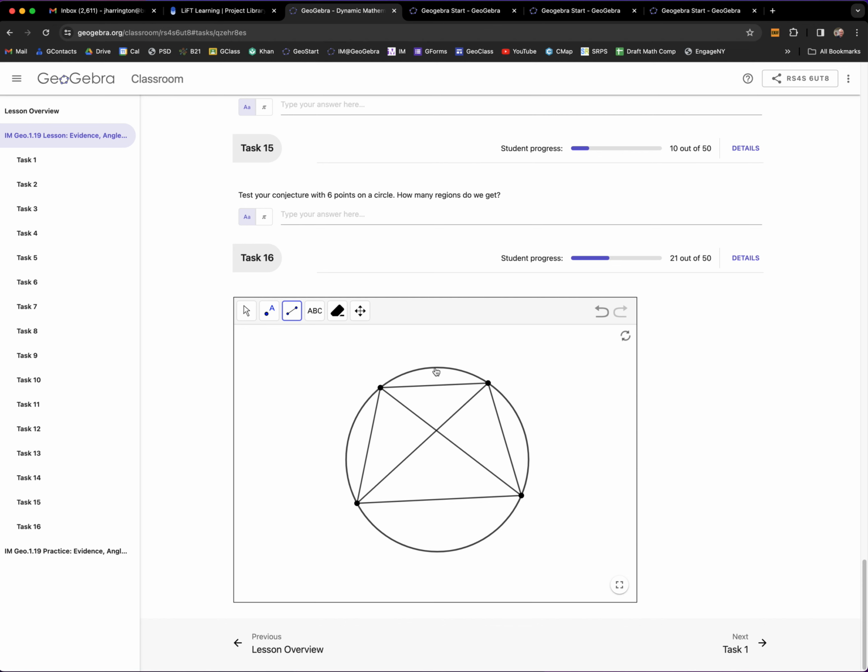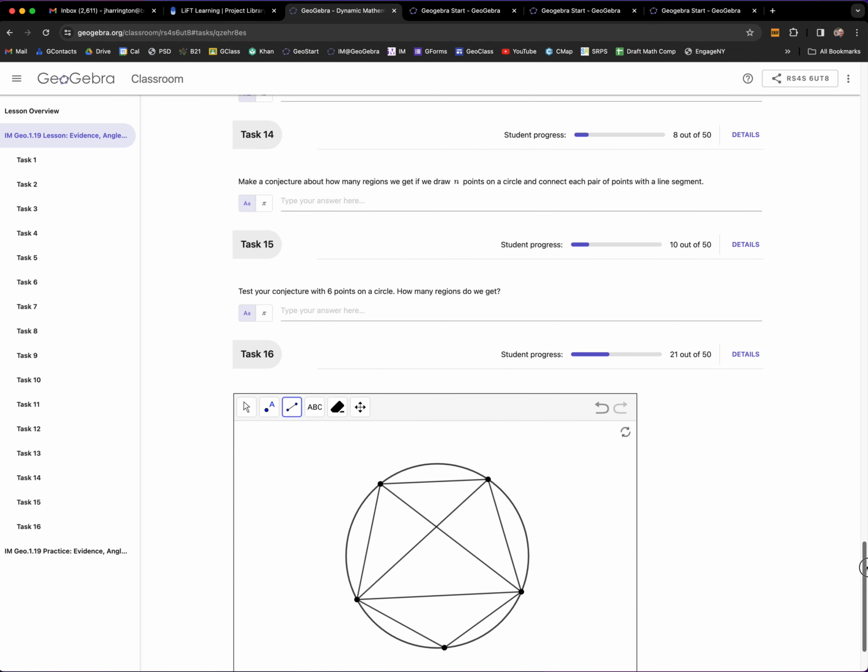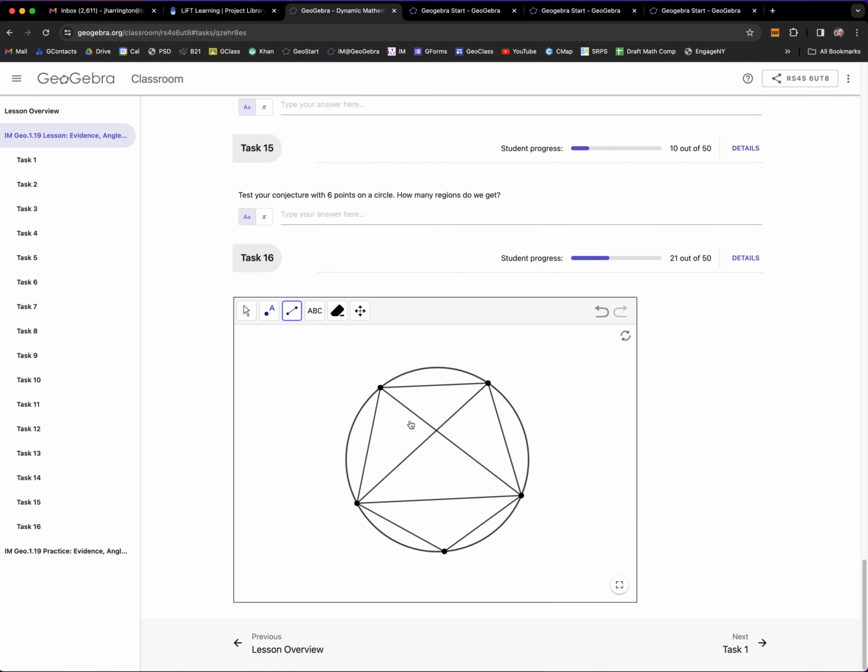Okay, so let's try this. We'll add another one. Okay, so now we go up to 5. And that's what it's asking us to do up here. Right? It's asking us if we draw 5 points on the circle, how many are you going to get? So here's what we get.